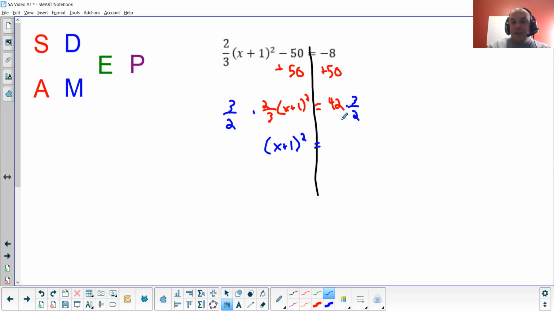Now, I'm going to do this my way. Some people like to multiply first, but those people are dealing with bigger numbers. I like to divide first. 42 divided by 2 is 21, and then 21 times 3 is 63.